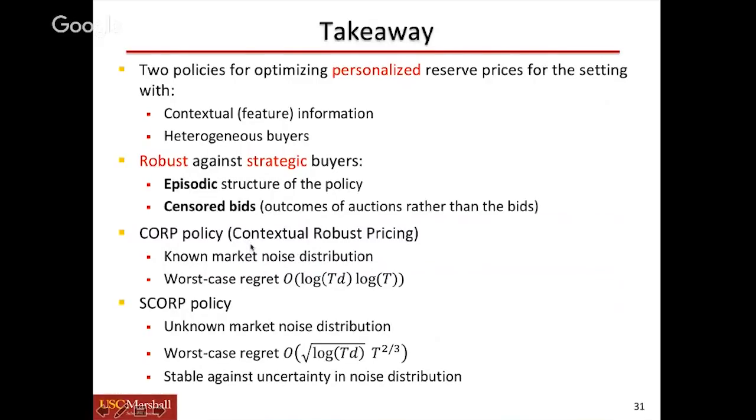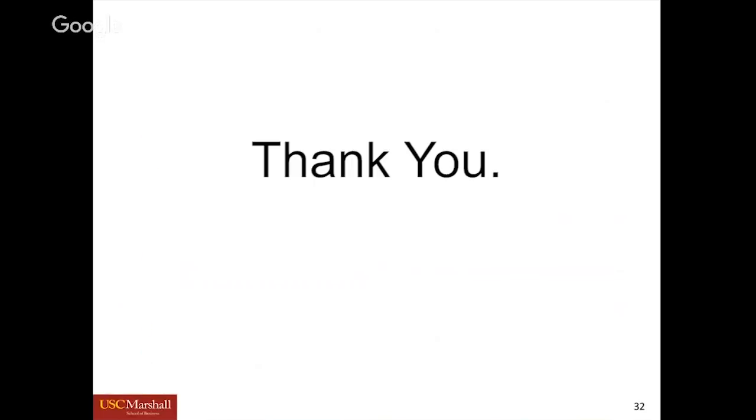And then we have two policies, CORP and SCORP. The CORP policy was tailored to the setting where you know exactly what the distribution of the noise is, and you get the worst case regret of log T, log T. The second one is the SCORP policy. This is for the setting where the market noise distribution is not known. We have this ambiguity set, and the worst case regret would be T to the 2/3. Okay, so with that, I would conclude the talk.